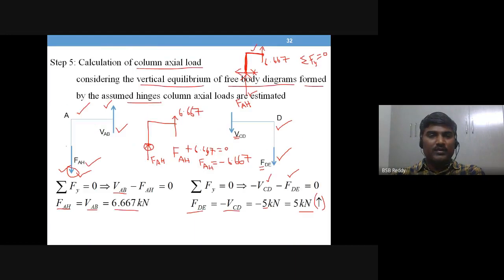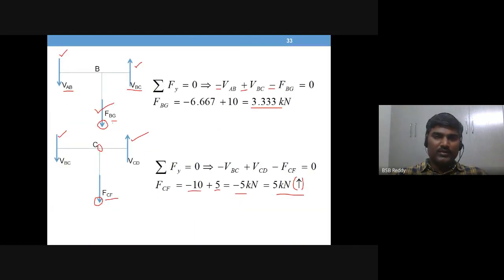So this is this one. You see BG, downward force of 3.33 when you have taken joint B. Okay, now you are taking the below joint, so 3.33 downward force. I'll make it a little more clear. So this is the BG column.